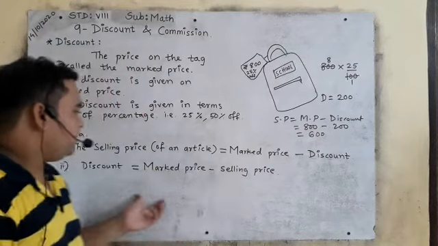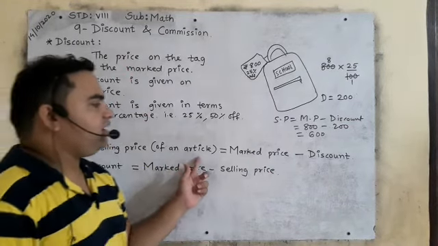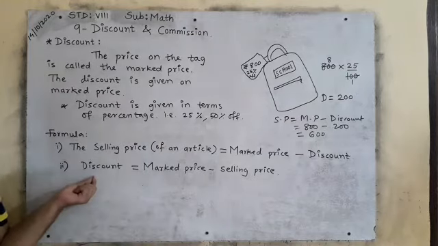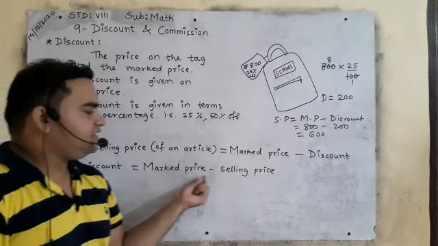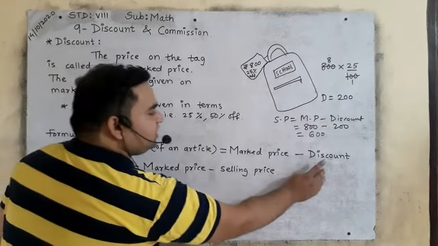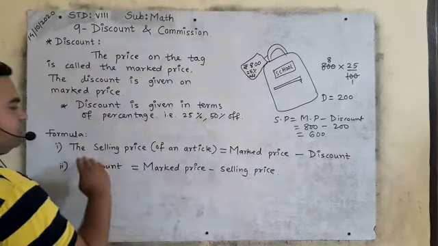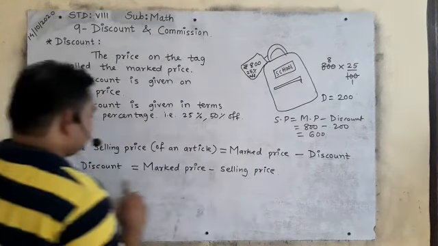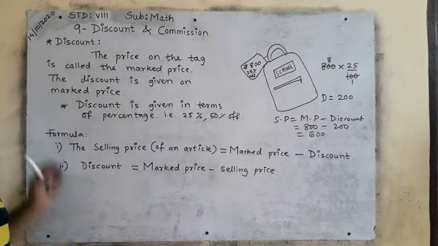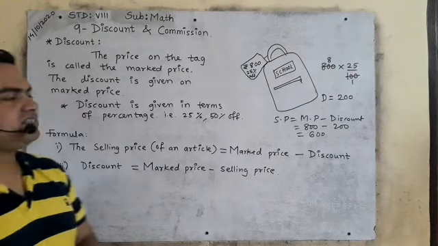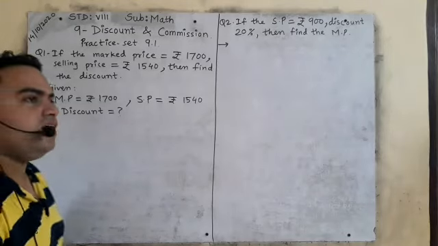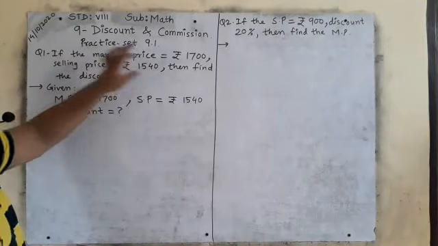So this is how you have to solve, and find the selling price of an article: mark price minus discount. Or if you want to find the discount, discount is equal to mark price minus selling price. By adjusting this formula, discount will come here and selling price will go there. So discount is equal to mark price minus selling price. Is it clear? So this is the introduction of the chapter Discount and Commission, and we have learned what is discount. Dear students, now we will see practice set 9.1, question number 1.